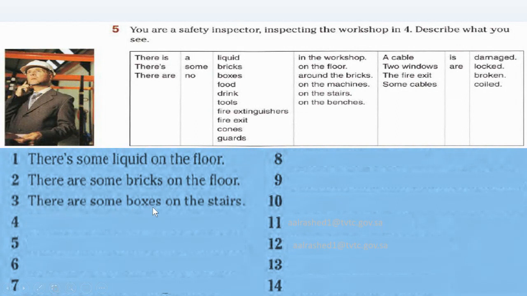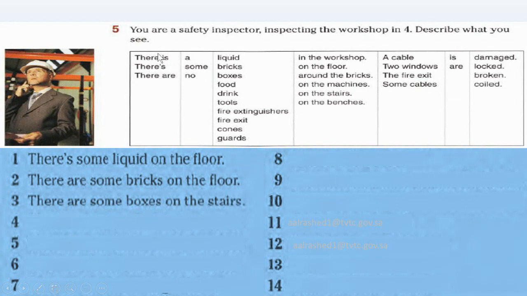There are some boxes. Why do I use some? Because boxes are countable and plural. So I use: there are some boxes on the stairs.